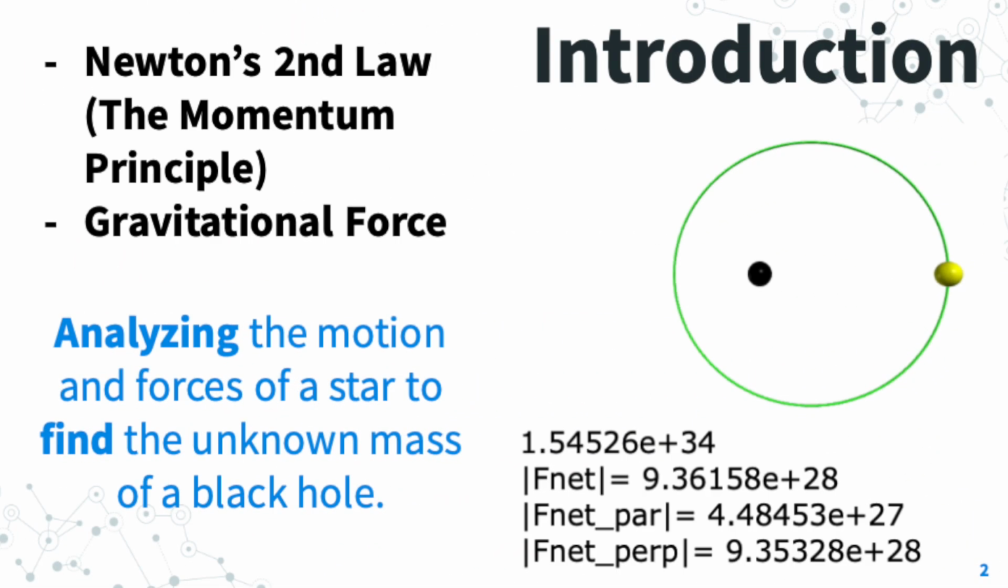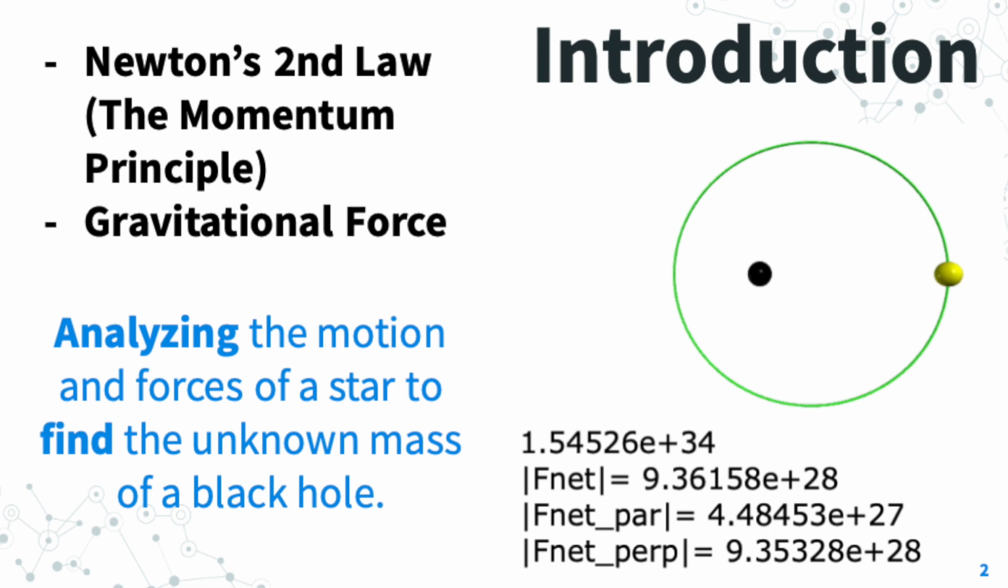This lab asks me to analyze the motion and forces upon a star to find the unknown mass of a black hole. To do so, I use Newton's second law, also known as the momentum principle, as well as the gravitational force to determine this unknown mass. It is important to note that the star is actually the system in this lab and that the black hole is included in the surroundings.